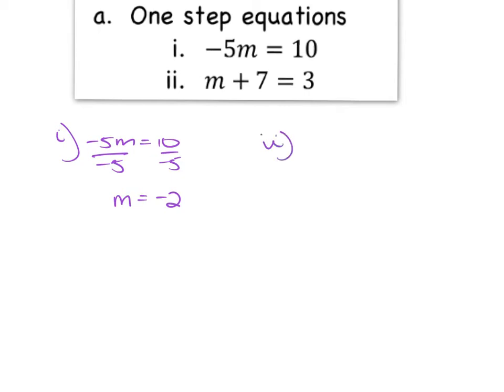Part 2, m plus 7 equals 3. We minus 7 from both sides. We get that m is equal to minus 4.